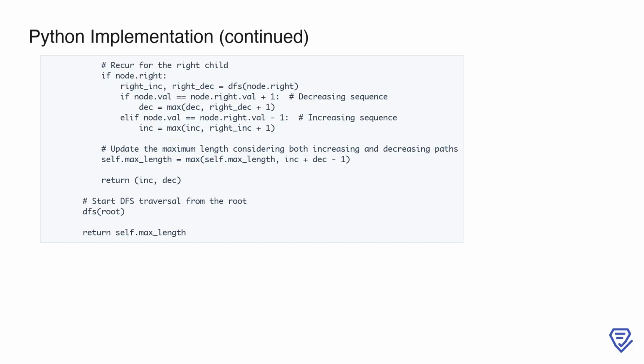At the end, we initiate the DFS traversal from the root node and return the value of self.max_length, which now holds the length of the longest consecutive sequence in the binary tree.